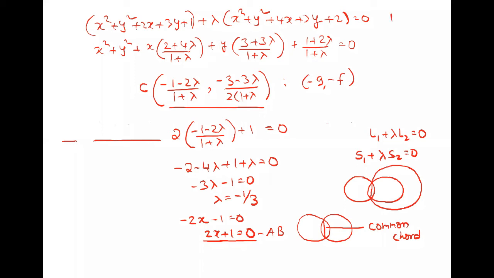This is step 1. This is step 2. This is step 3. This is step 4. And this is step 5. This is the chord equation, the common chord. We got the common chord as the diameter. Obviously, the center will lie on the diameter. So 2x plus 1 equal to 0 is AB. This is AB. This is A, this is B. So this is the common chord.